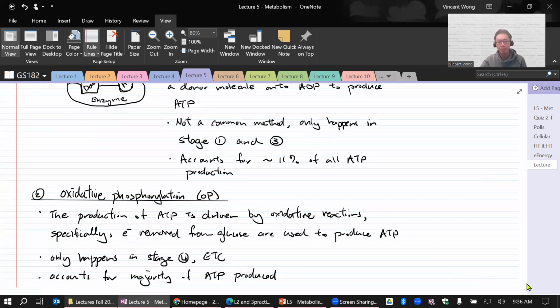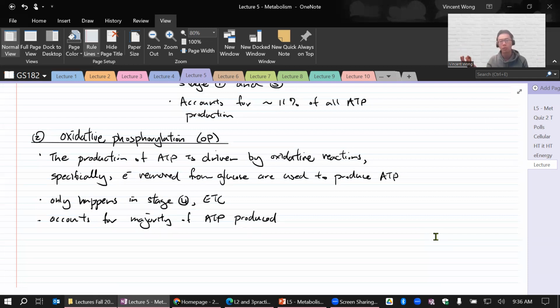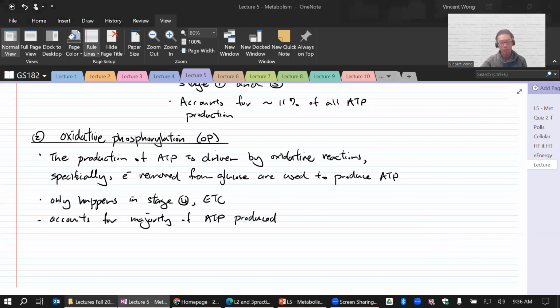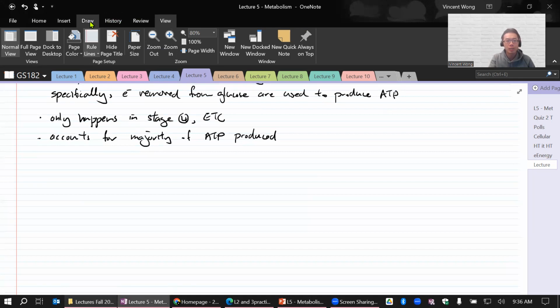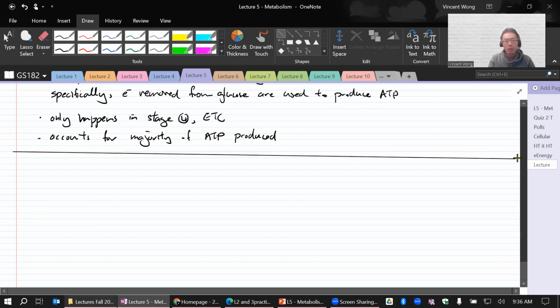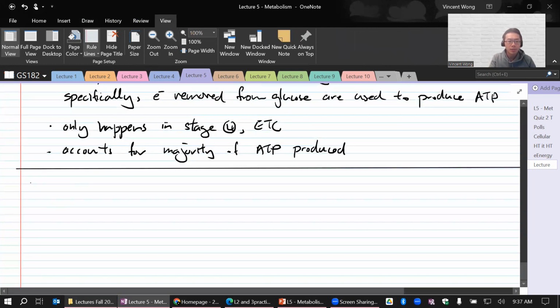But the bulk of the ATP, a majority of it, is actually produced by those high energy electrons that we remove from glucose. We're going to be using them to make a lot of ATP in the last step, the electron transport chain. So right now, we will take a closer look at what's happening in each of the stages, starting with the first stage. The first stage is glycolysis.